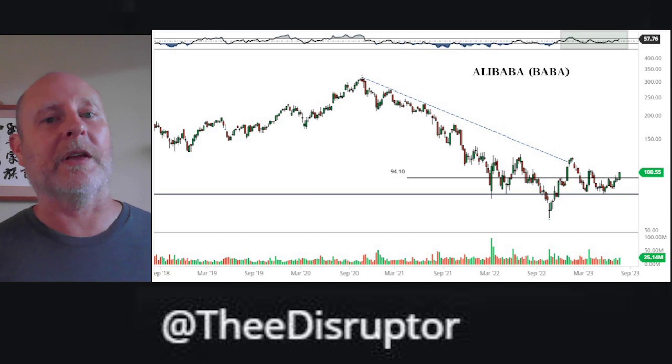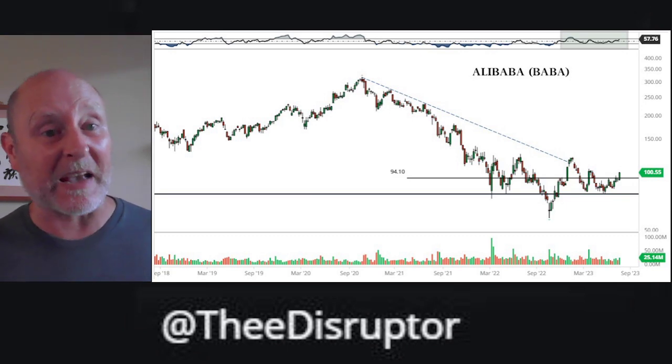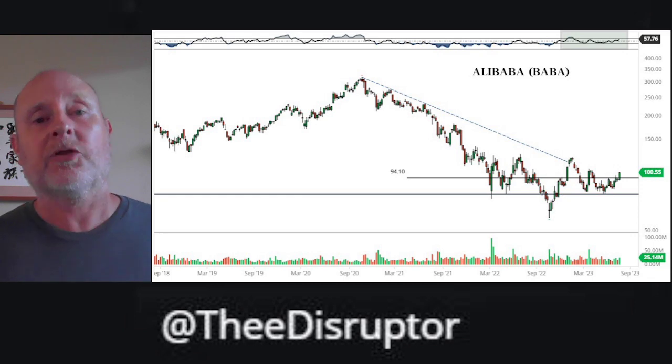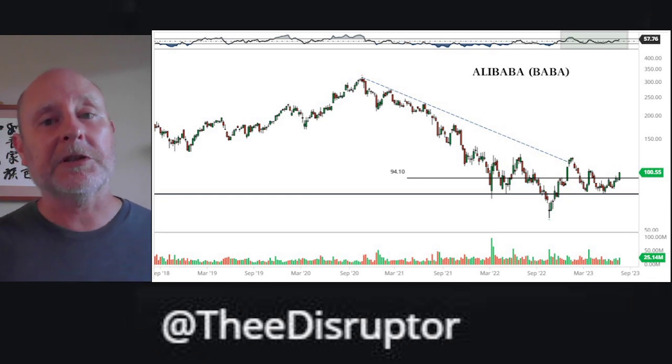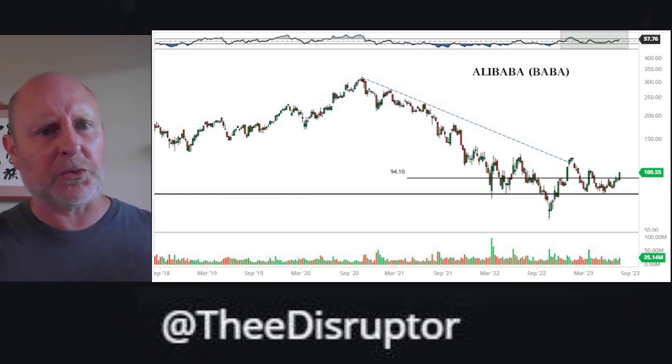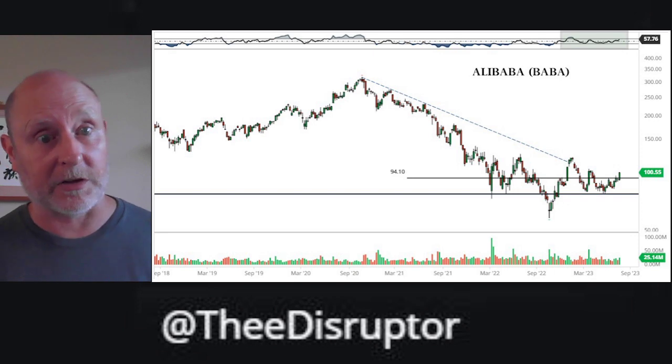And here's the one that interests me the most, BABA. And it interests me maybe in a mega cap kind of way, large cap. So what we've got down here, we've clearly got the same thing. We're not making those lower lows anymore. We're breaking out above a previous high. This looks constructive to me.